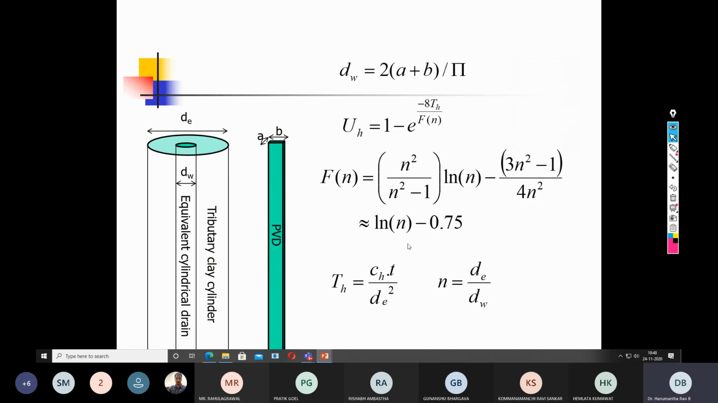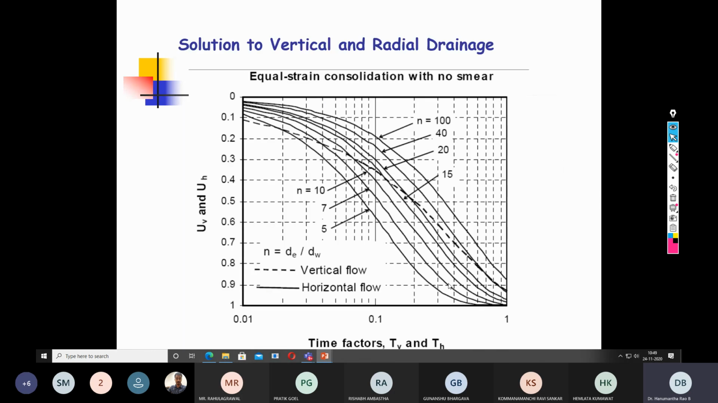And these are the equations. Earlier we knew the diameter of the sand drain directly, but in this case you need to compute the value of the equivalent diameter. Then there is the equation for computing the average degree of consolidation. This is a function of n. The function of n accounts for a perfect drain, and takes into account the smear effect, the well resistance, and so on. This is for a perfect drain.